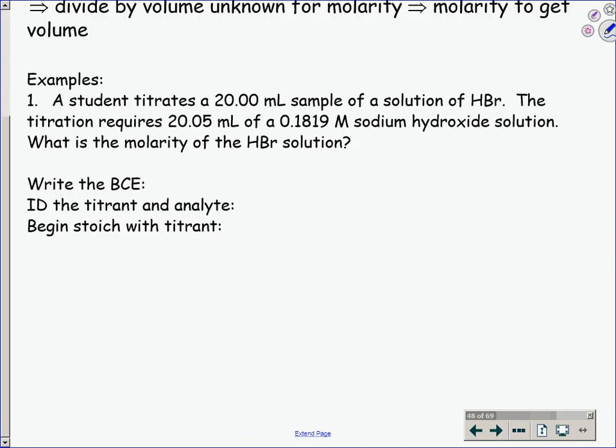We're going to read this question together. This is on your paper, so feel free to write on your stuff there. A student titrates 20 milliliters of a sample of a solution of hydrobromic acid. The titration requires 20.05 milliliters of 0.1819 molar sodium hydroxide solution. What is the molarity of the HBr solution? In reading that, one, you know it's a titration, so you're visualizing what's happening. Two, you should realize that it's a reaction. We have a neutralization reaction occurring.